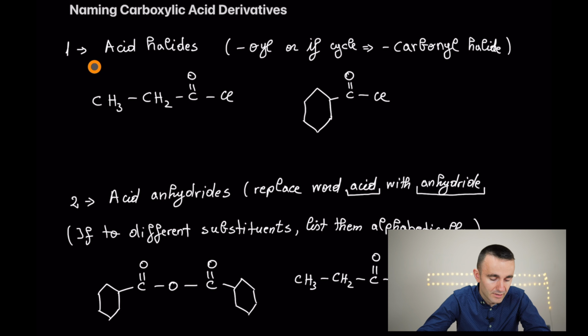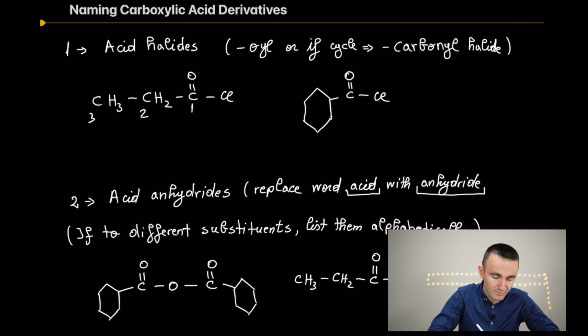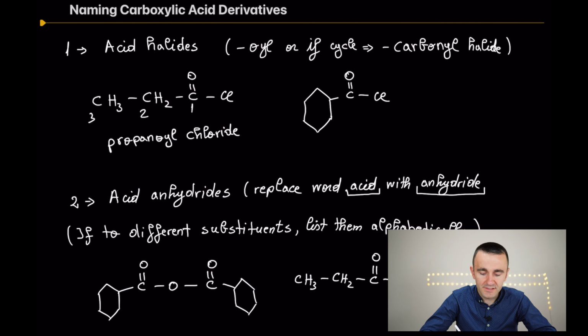Okay, let's dive in now to the naming of the carboxylic acid derivatives. Now we have acid halides. They take -oyl at the end, or if cyclic, carbonyl halide, if the carbonyl group is connected directly to a ring. Let's take a look at those two typical examples. The name for this first one, with 1, 2, 3 carbons, is going to be propanoyl chloride. And this one is going to be cyclohexane carbonyl chloride.